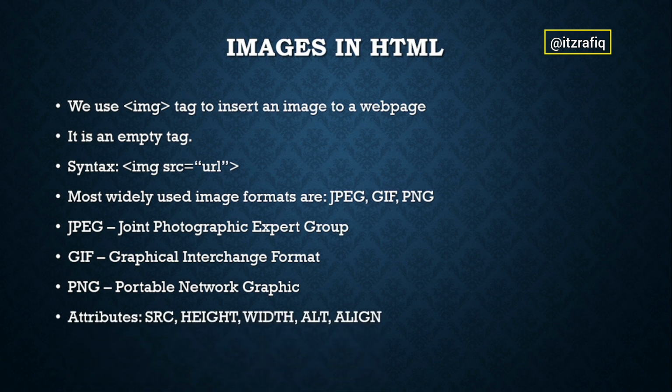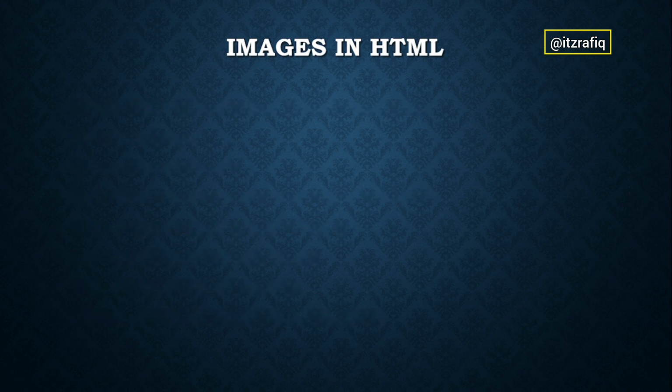And attributes are src, which specifies the source of the image; height, specifies the height of the image; width, specifies the width of the image; alt, it is used to display an alternate text for the image if the image is not loaded for some reason; and align, to set the alignment of the image.